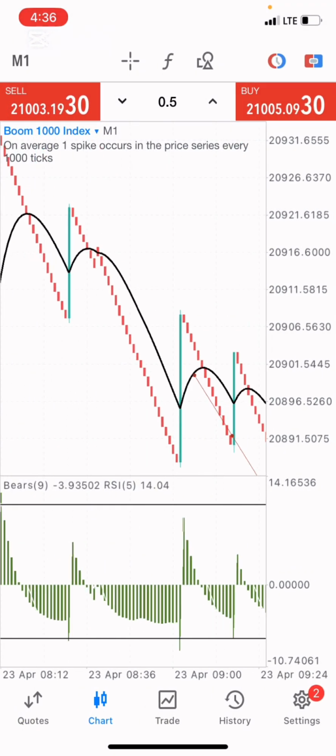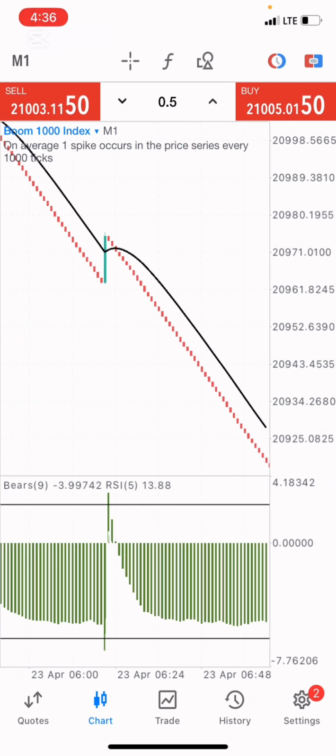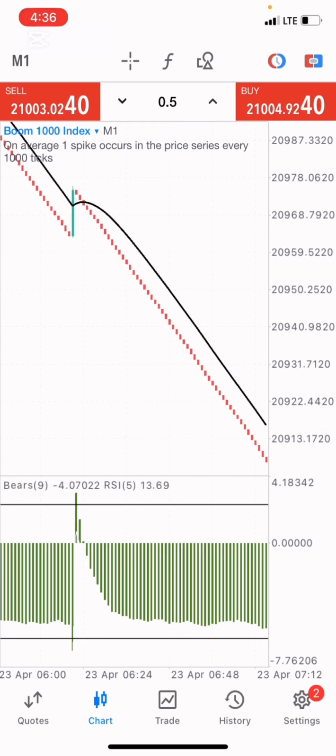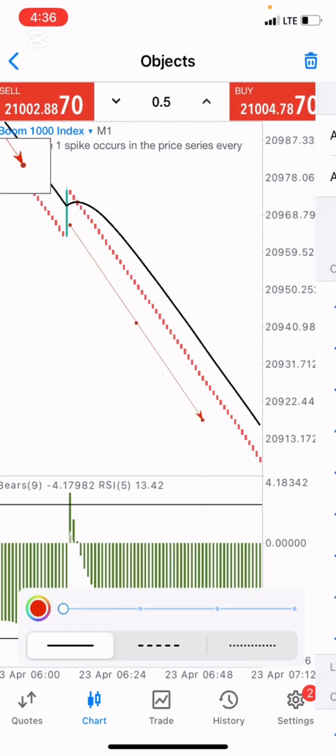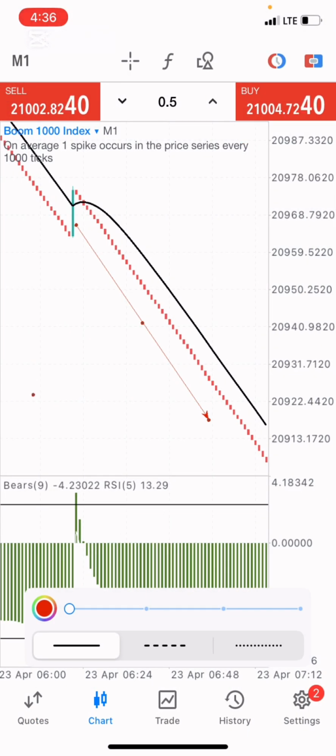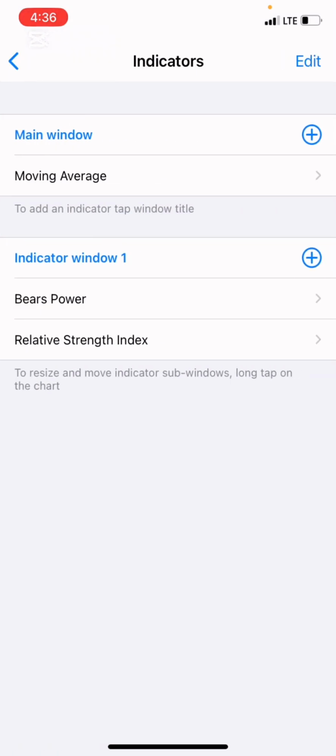So that's it. We are trading the Boom 1000 index market using this strategy. That's why I'm explaining what I'm explaining right now. So let's quickly check the setup for the moving average.